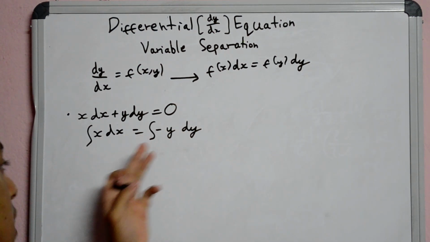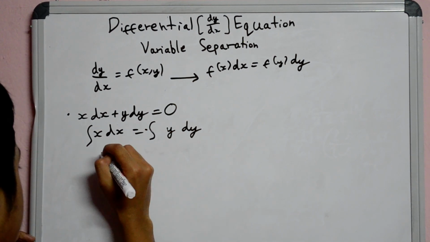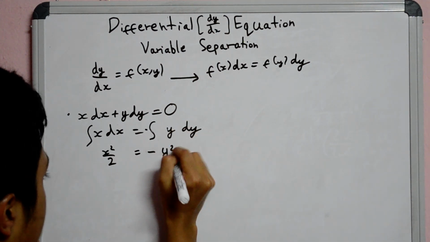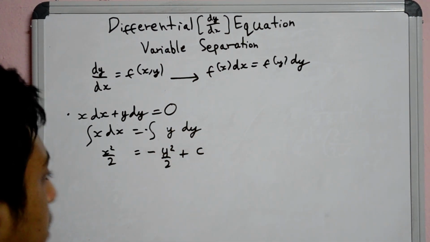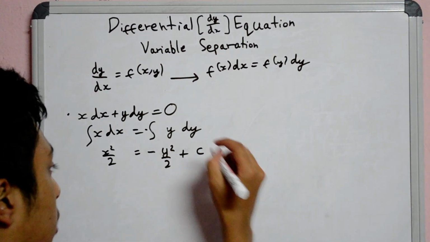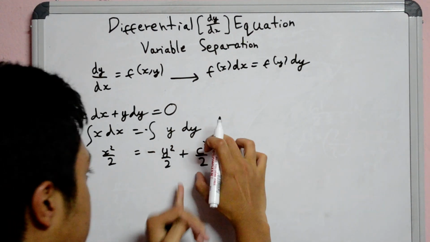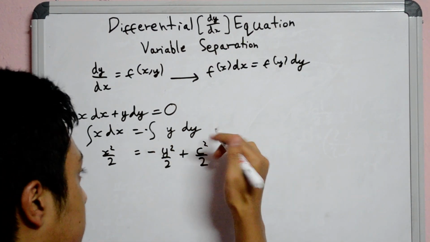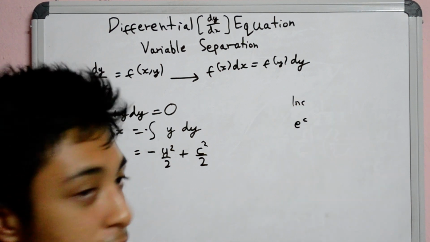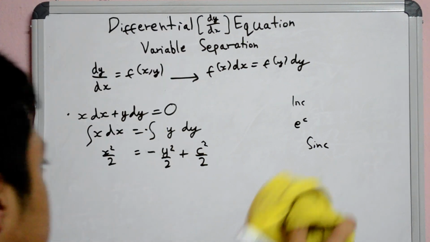Now we can put this minus outside, and the integration of x dx is x squared by 2, which equals to minus y squared by 2 plus c. Now this is a constant, but we can also write this because in the end this is also another constant. It does not matter. You can choose ln c, e to the power c, sin c. It does not matter. They are all constants.